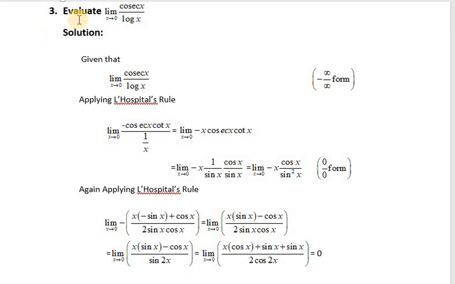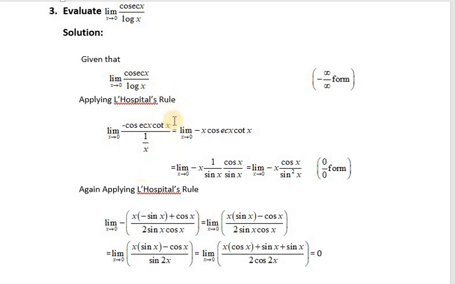The last problem, evaluate limit x tends to 0 of cosecant x by log x. Cosecant 0 is infinity, log 0 is also minus infinity. So it is infinity by minus infinity form. Now apply the L'Hopital's rule directly. So cosecant x derivative is minus cosecant x cot x. Log x derivative is 1 by x.